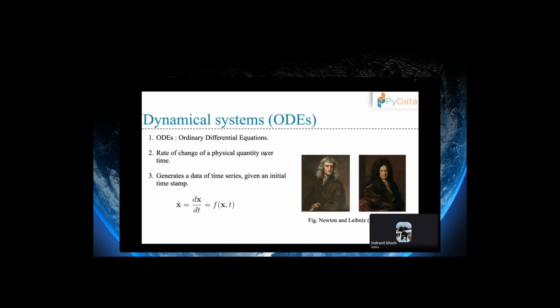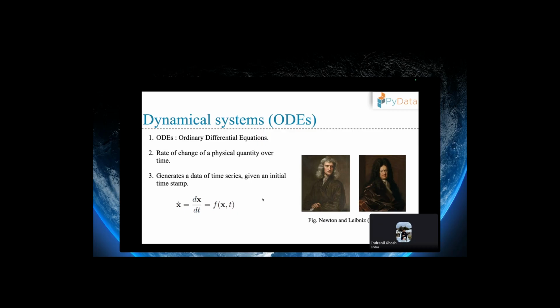So, what are dynamical systems? Dynamical systems are any systems that evolve in time. Any system that evolves in time will give you time series data, right? What these usually are is a rate of change of a particular physical quantity that you are interested in, that you want to study, that changes in time.